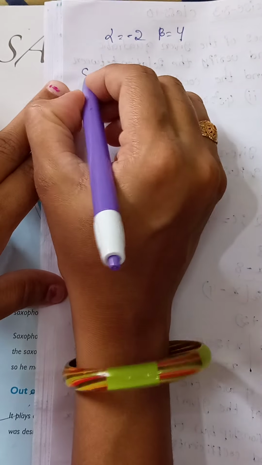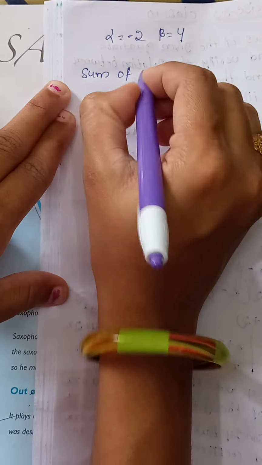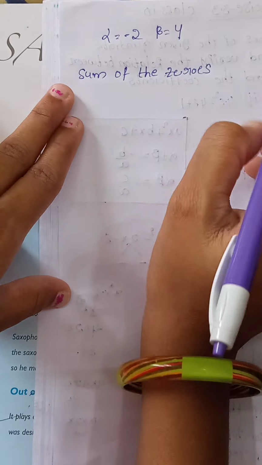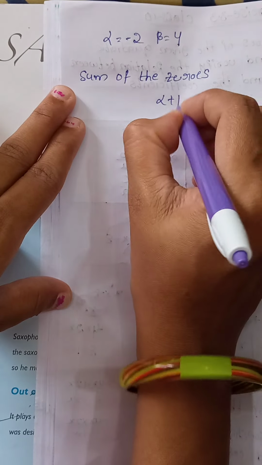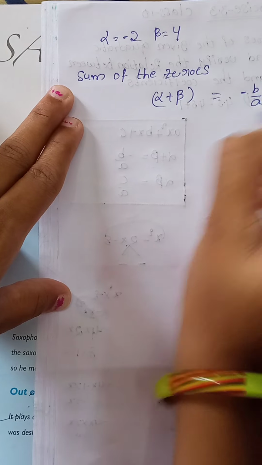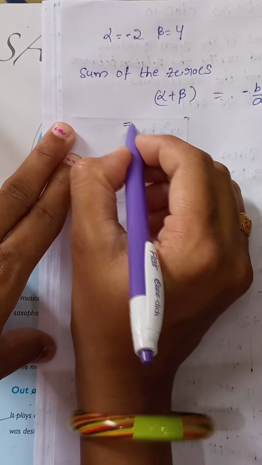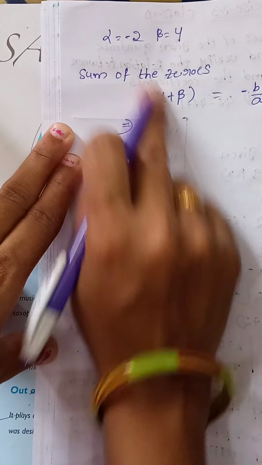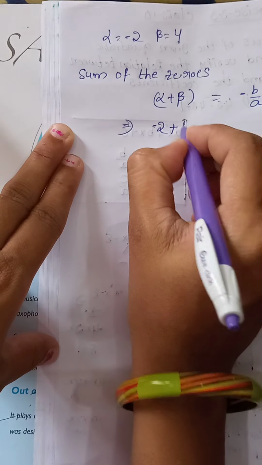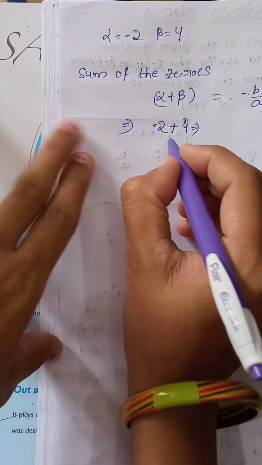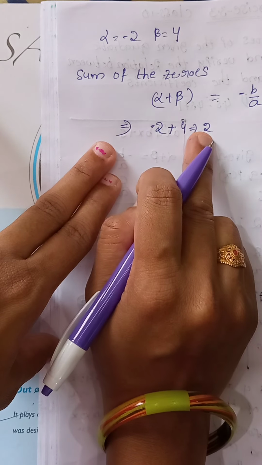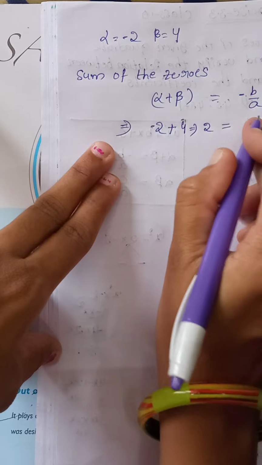So the sum of the zeros, alpha plus beta, equal to minus b by a. So first check the sum of the zeros. What is the alpha value? Minus 2. Plus what is the beta value? 4. So minus 2 plus 4 is equal to 2. So subtracting 2 from 4, we get 2 equal to minus b by a.